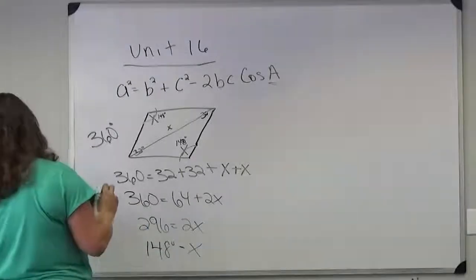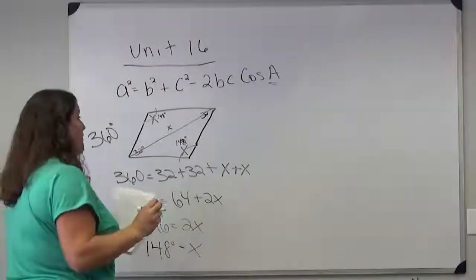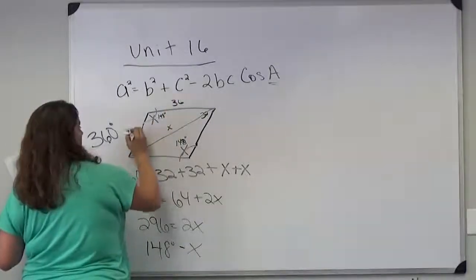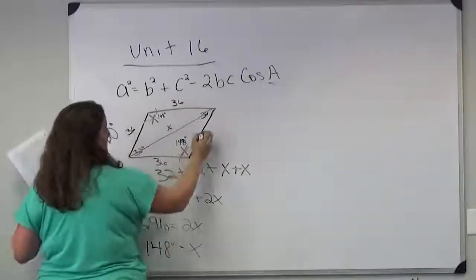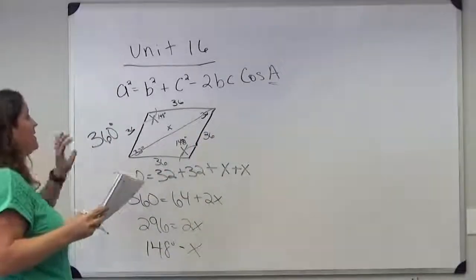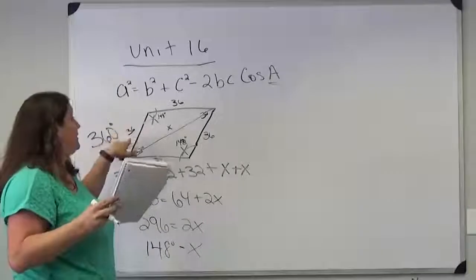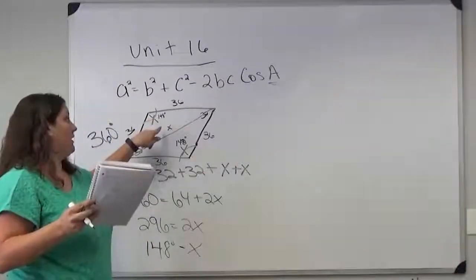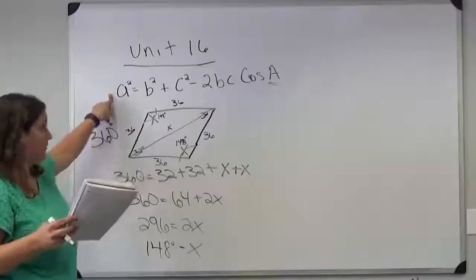We were told in the beginning that the sides were 36. Sorry, I didn't write that down. Now we know that all four sides are equal in a rhombus, right? So we know that all the sides are 36. So now we have two of the legs. We're missing the largest one. The largest one will be opposite the largest angle, so we can use this formula now.